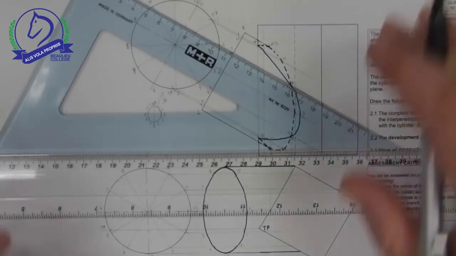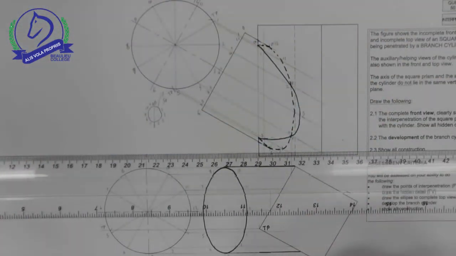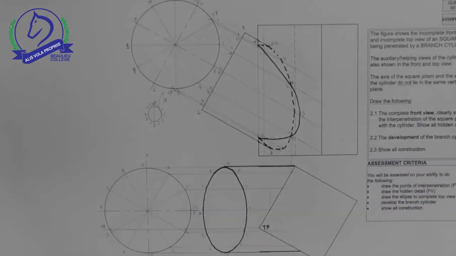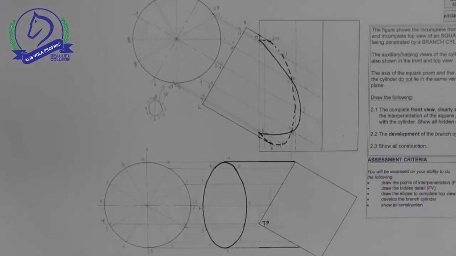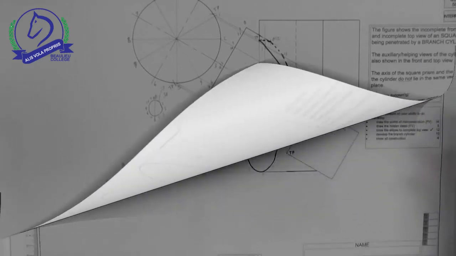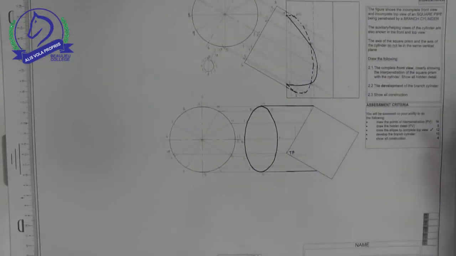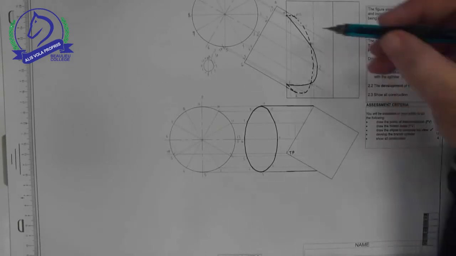And that gives us our curve of interpenetration for this shape. Our next step is they want us to develop the branch cylinder and show all construction. So for the development of our branch pipe, what are we going to need? We're going to need the heights.